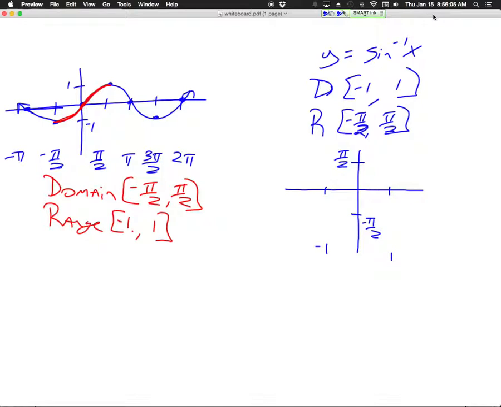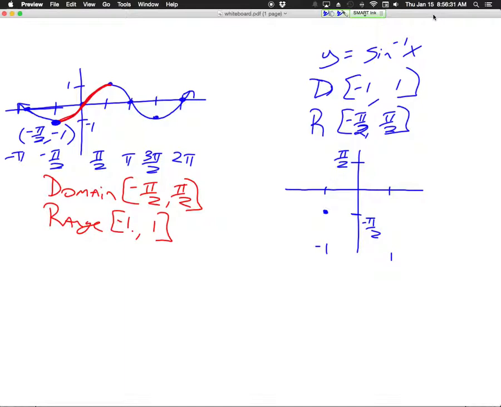Very good, Bree. Alright, so let's take this first point right here on the left. What is the ordered pair of that point? Negative pi over 2, -1. Negative pi over 2, -1 is that first point. So my first point over there on my inverse sine function needs to be what? -1, negative pi over 2. So -1, negative pi over 2 puts me there.